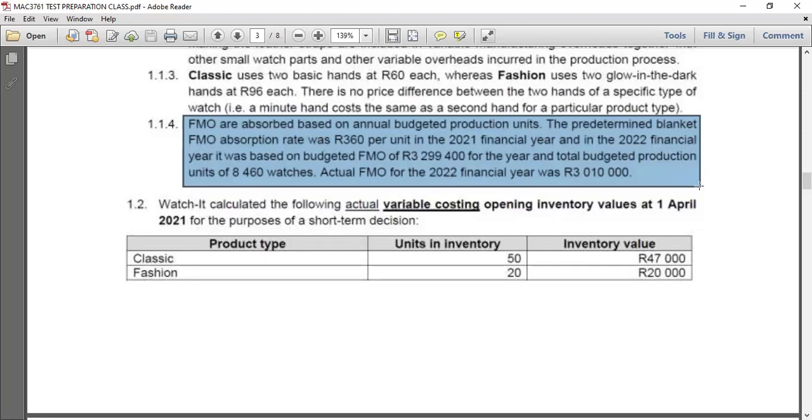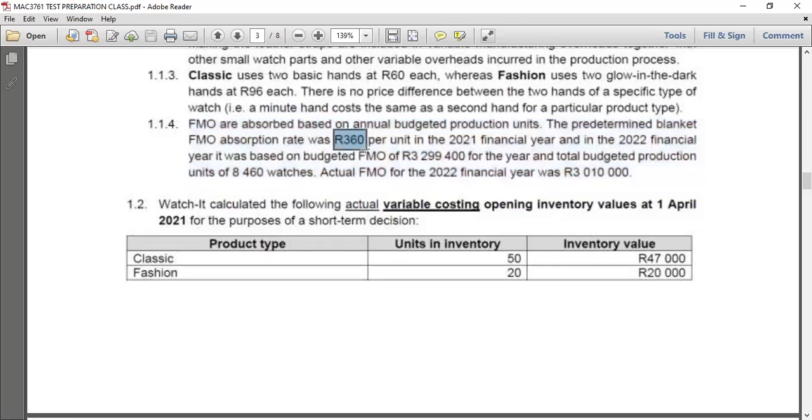Right, the predetermined blanket fixed manufacturing overhead absorption rate was 360 per unit in 2021. And in the 2022 financial year, it was based on budgeted fixed manufacturing overheads of 3,299,400 for the year and total budgeted production units of 8,461. Actual fixed manufacturing overheads for the 2022 financial year were 3,010,000. My friends, our opening inventory is coming from 2021, so we use the 2021 figure. The 2021 absorption rate given here is 360 per unit.